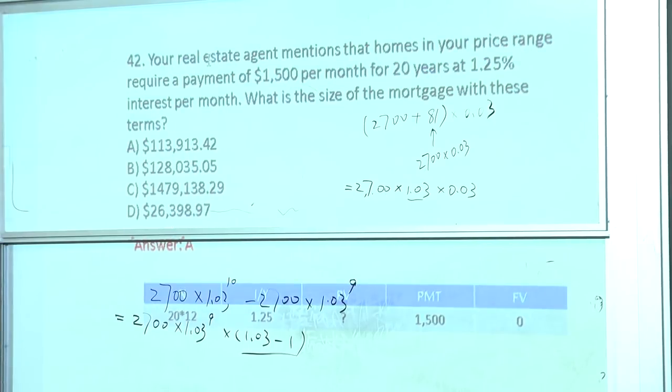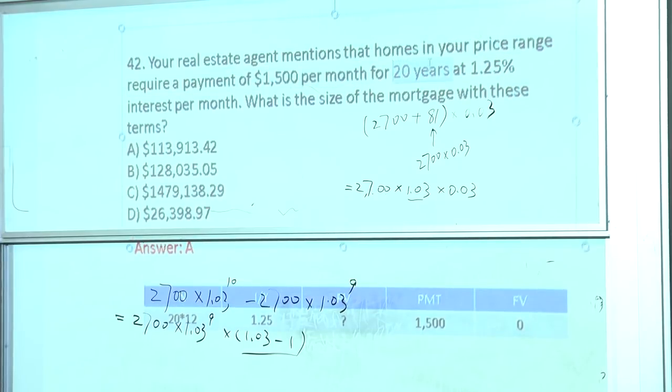Okay. Real estate agent mentions that the homes in your price range require payment of $1,500 per month for 20 years. Per month for 20 years, right? Okay, so that is monthly compounding. At 1.25% interest per month, what is the size of mortgage with these terms? The size of the mortgage is the balance at the beginning of the whole period, right? The total initial loan you make, the total initial mortgage you borrowed, right?